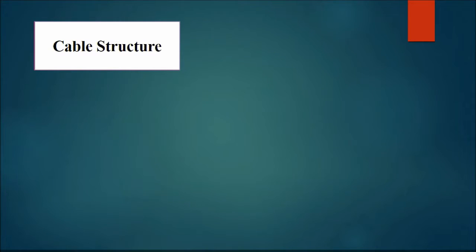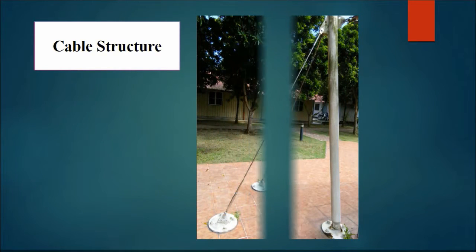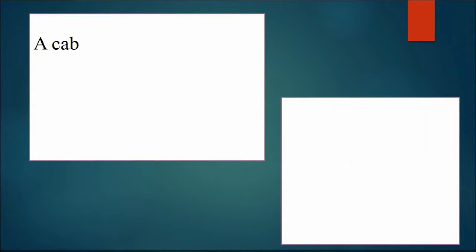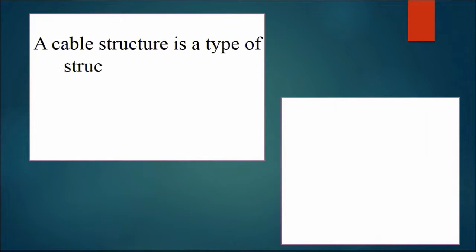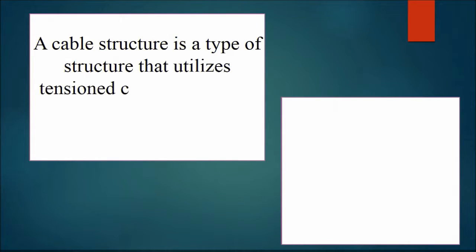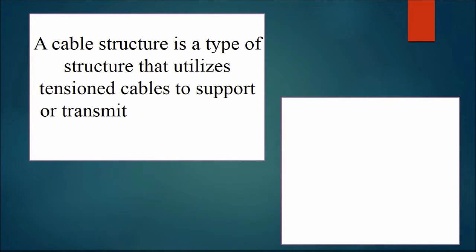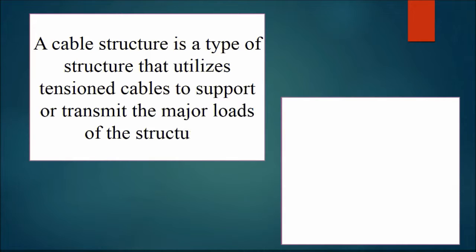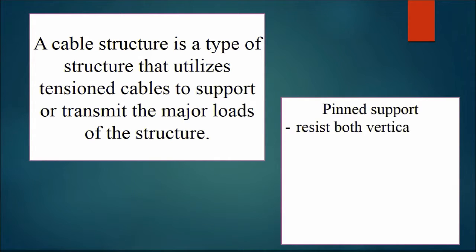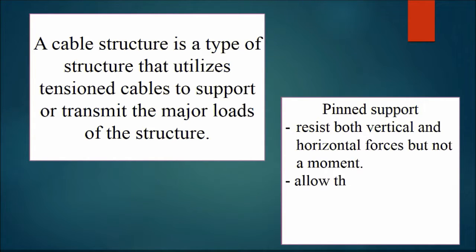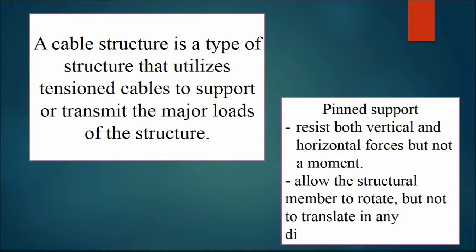Cable structure. A cable structure is a type of structure that stabilizes tension cable to support or transmit the major loads of the structure. Pin support resists both vertical and horizontal forces but not a moment. It allows the structural member to rotate but not to translate in any direction.